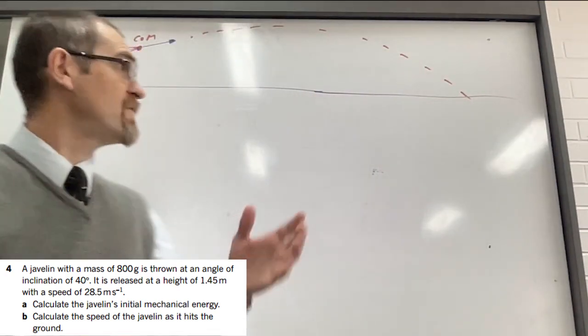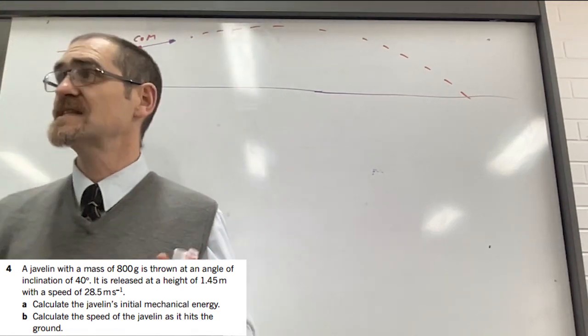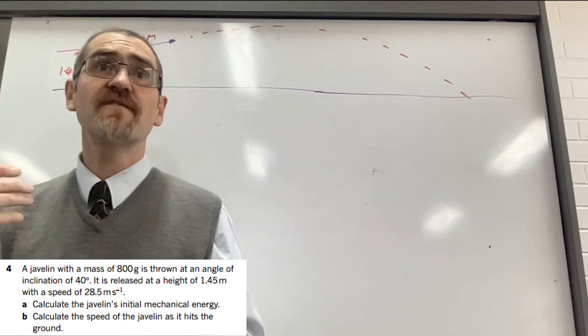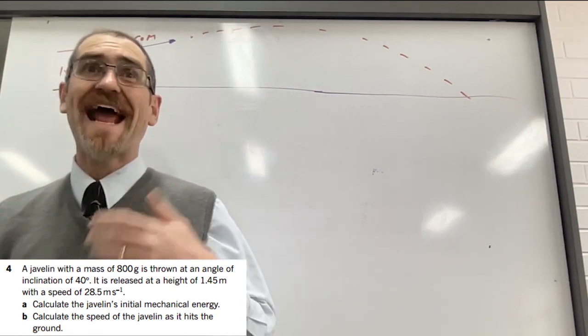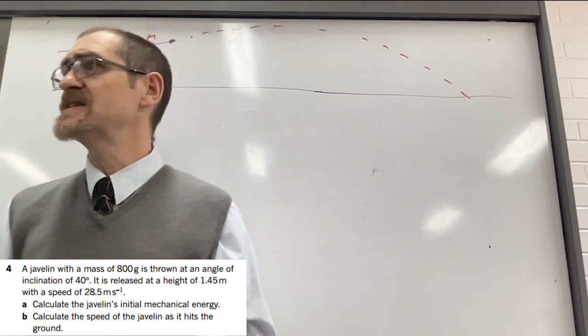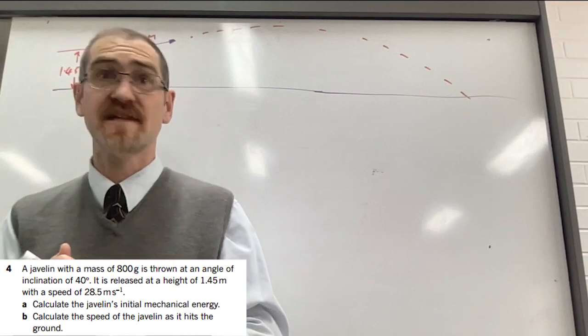So in year 12, we talk about projectile motion, but we don't need year 12 stuff to try and answer this. This is a conservation of energy question. We're asked, what is the mechanical energy of the javelin as it is released? In year 11 physics, we say mechanical energy is the combination of kinetic energy and gravitational potential energy.